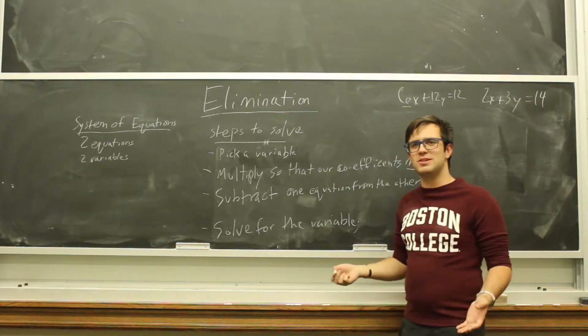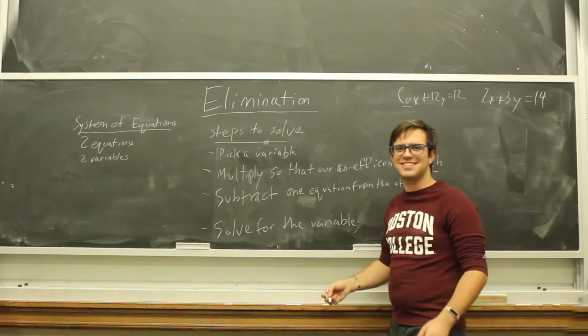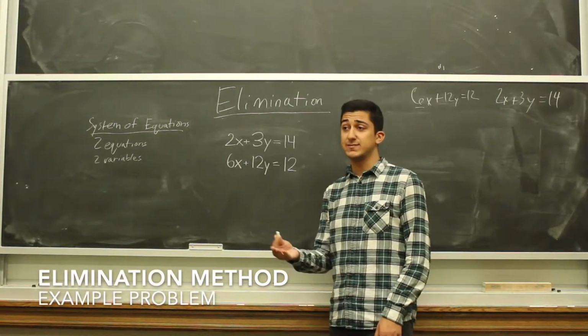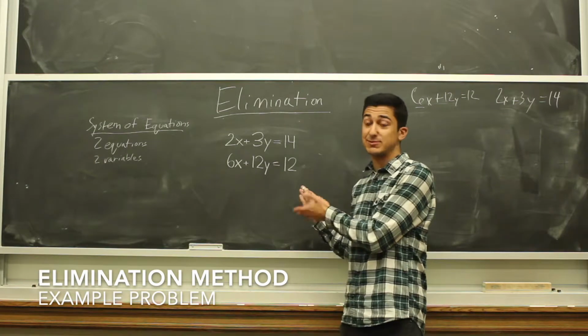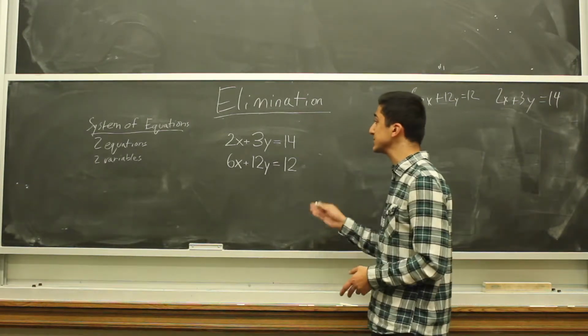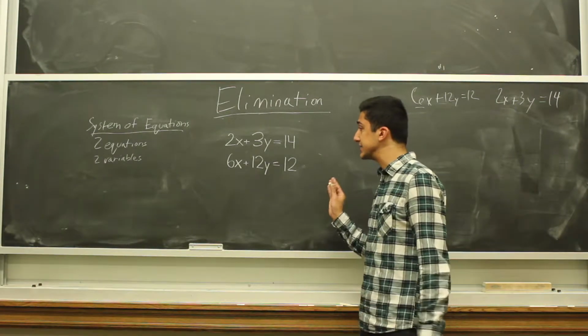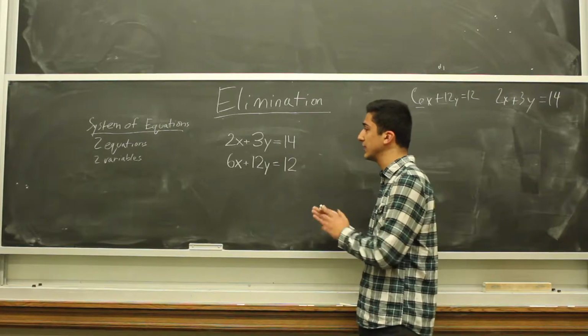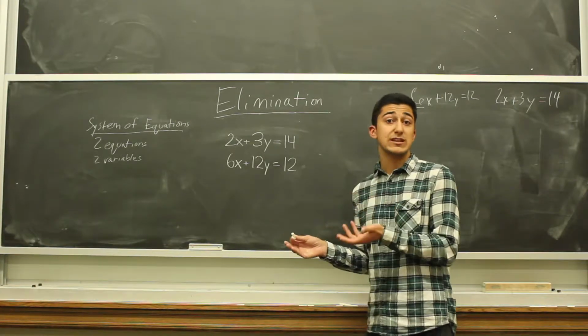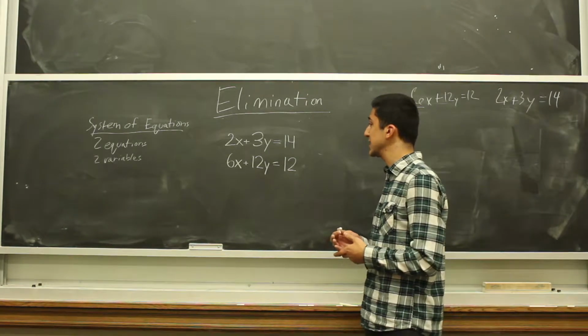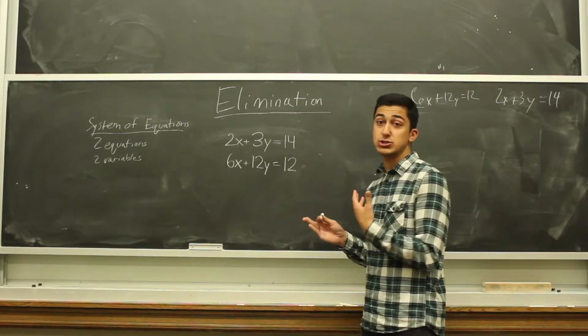So now Mr. Despina will show you an example of how to do this. Okay. So now using the steps that Mr. Fitzpatrick explained to us, let's solve this system of linear equations. So we have 2x plus 3y equals 14 and 6x plus 12y equals 12. So now, using the first step that Mr. Fitzpatrick explained to us, let's pick one of the variables that we want to cancel out.